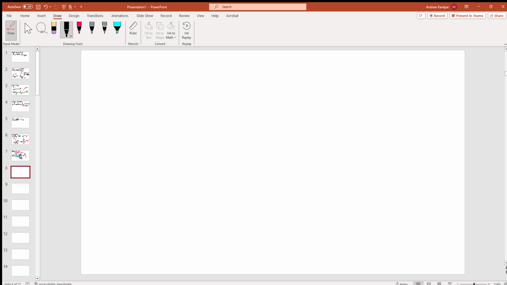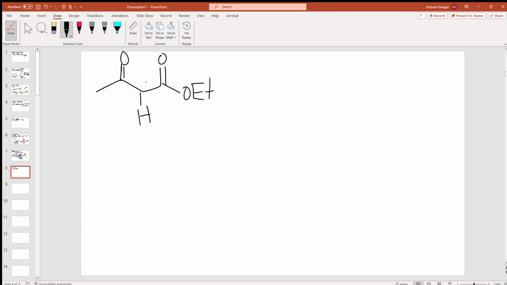But the first part of this mechanism is just an alpha substitution. So we add in a base. In this case, we're using sodium methoxide. And we use that base to match what's on our ester that's already there. If we don't use that, then it can react there as well, and that could have an effect on the reaction.